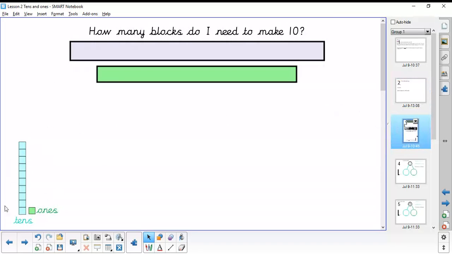So here in the bottom left-hand corner, I have some Dean's blocks. How many blocks do I need to make 10? Pause the video, have a think about it, write it down on a piece of paper. When you're ready, unpause the video.